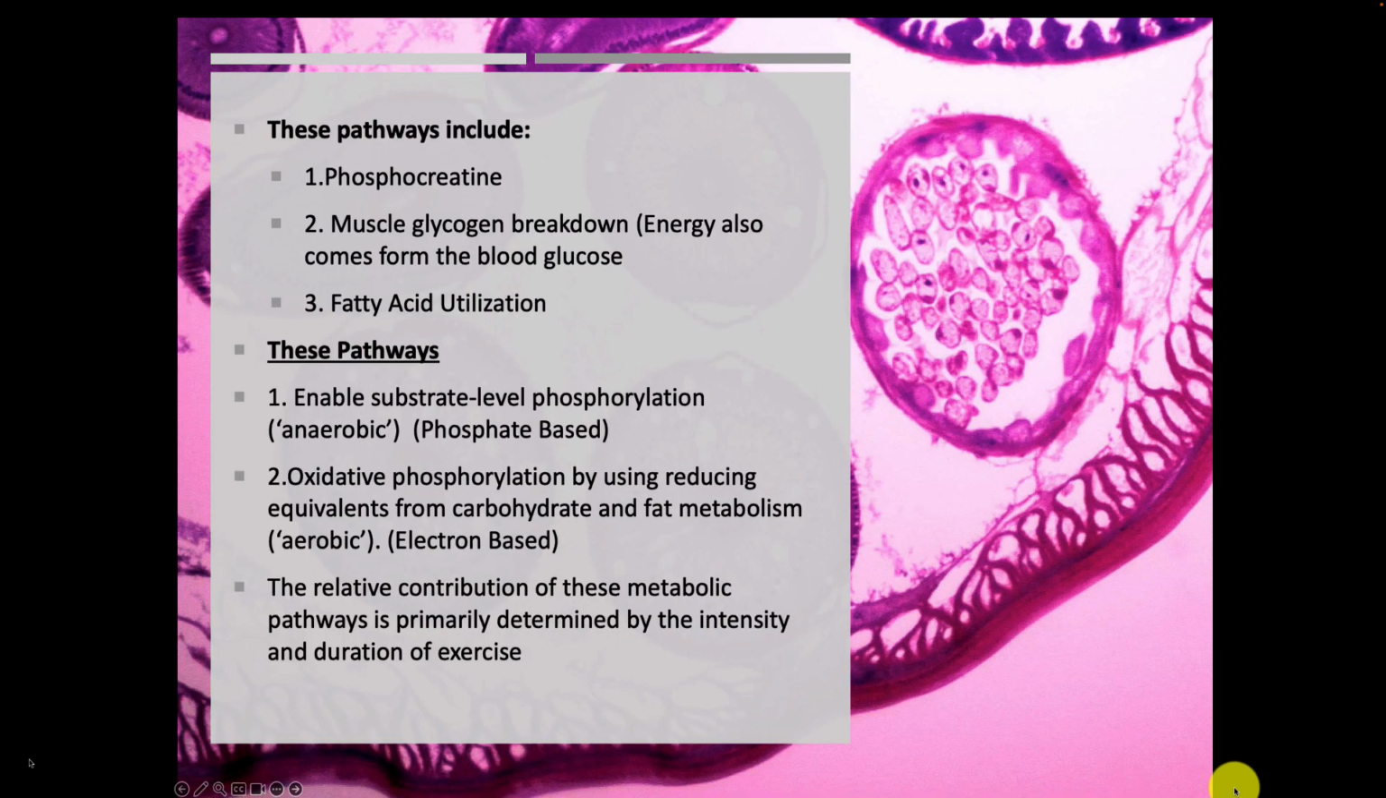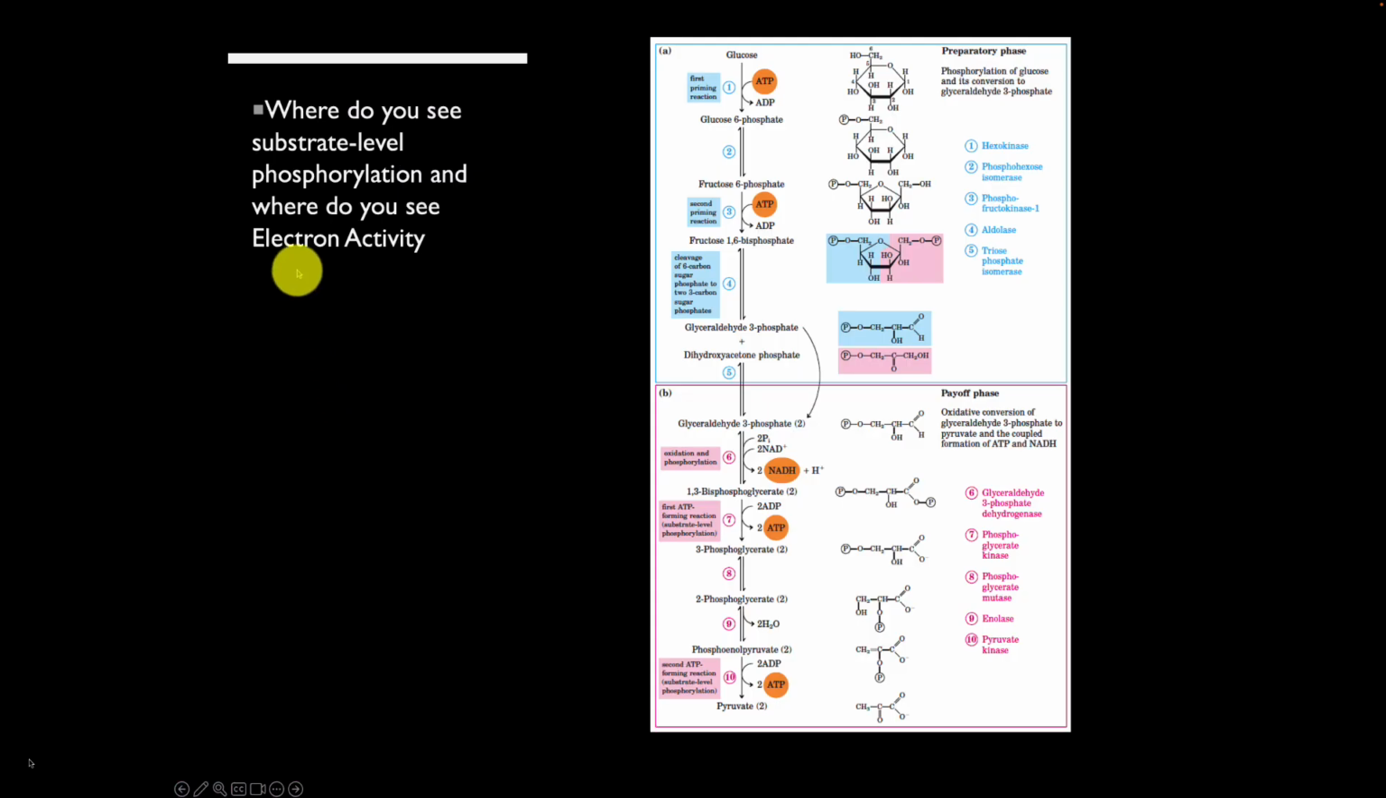Let me get this up here. Let's concentrate on this one first. What is substrate level phosphorylation, right? What is that? And I told you that this happens in the anaerobic pathway. So let's take a look at this. And I want you to look at this. This should be something very familiar to you. This should be glycolysis, right? You should be familiar with this pathway. And I'm asking you, where do you see substrate level phosphorylation and where do you see electron activity?